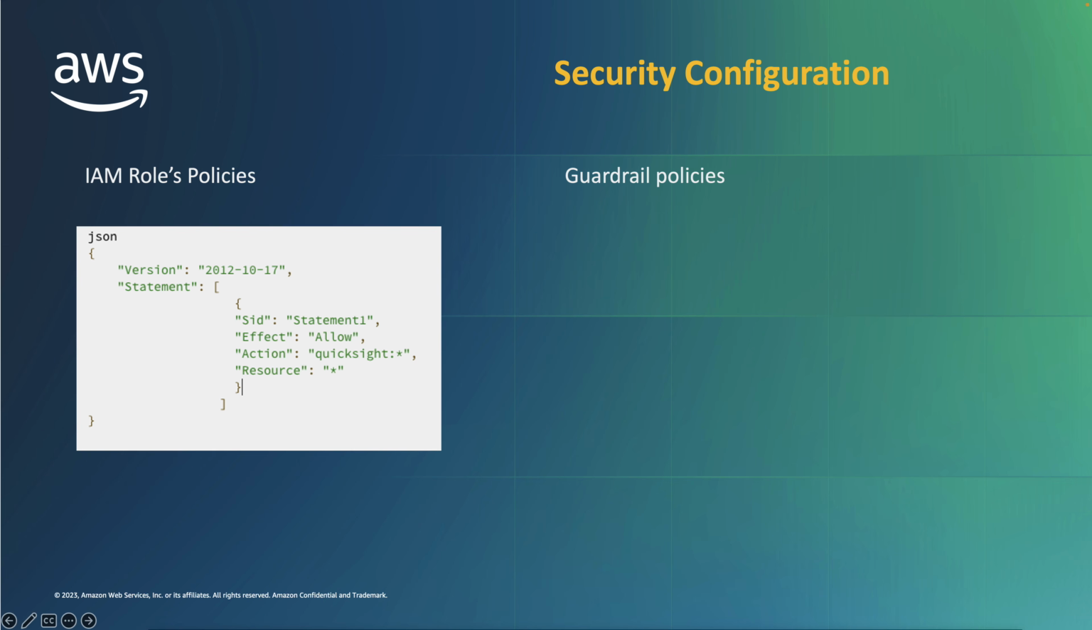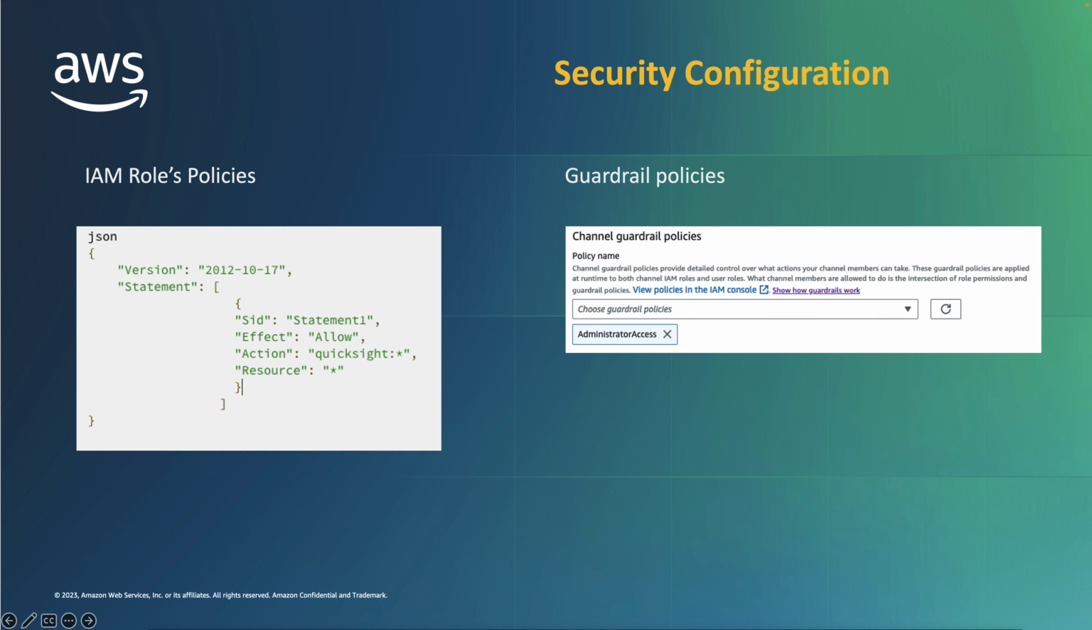Guardrail policies provide fine-grained control over channel participant permissions and AWS Chatbot operations, taking precedence over user and channel roles. Again, this is a very important point. I would like to highlight that the guardrail policies take precedence over user and channel roles. One note I would like to make about guardrail policies is that the AWS service roles' IAM policies cannot be used as guardrail policies.